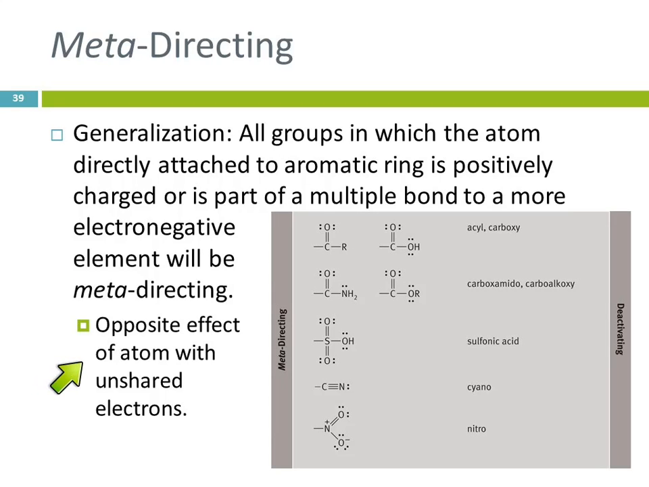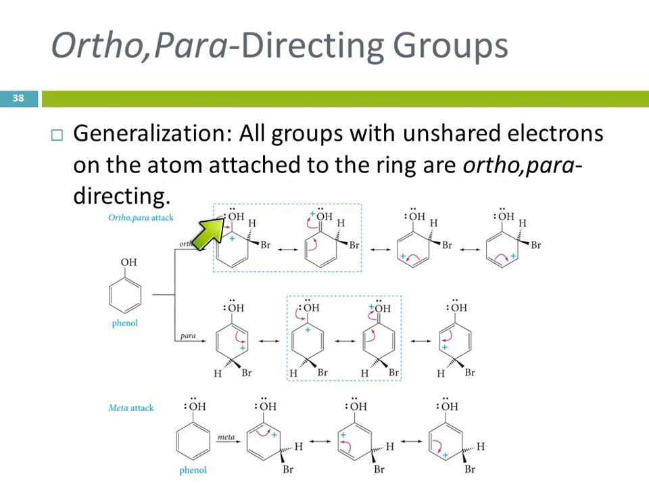So what these do is they have the opposite effect of an atom with unshared electrons. If we go back to this picture here, the oxygen with its lone pair of electrons stabilized this carbocation and made the ortho and the para more likely to occur. When we have a positive formal charge, like with the nitrogen here, that destabilizes this carbocation and makes the ortho and para less likely to occur, and then the meta occurs. So this is the explanation behind why they are.